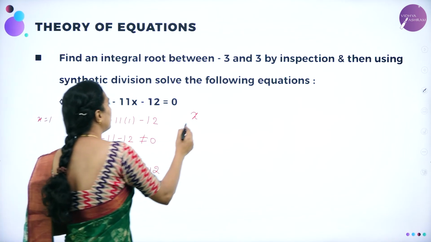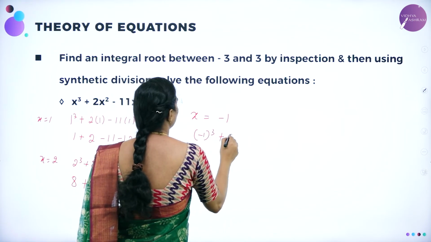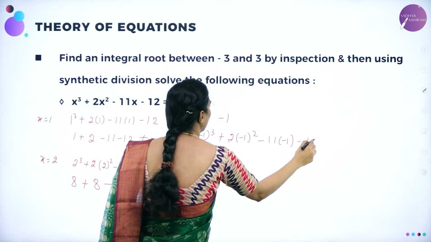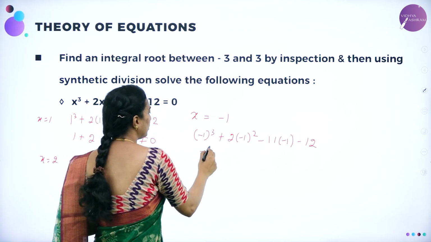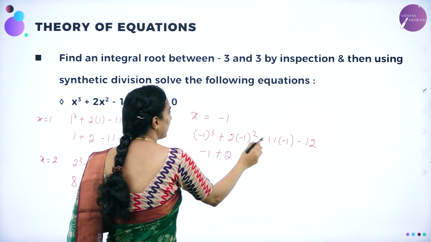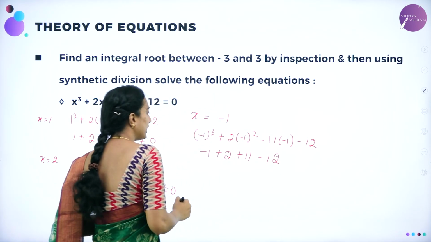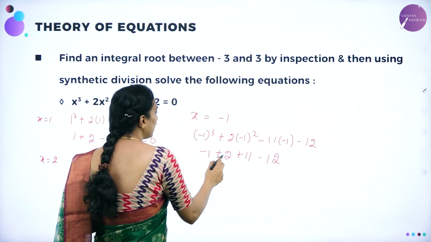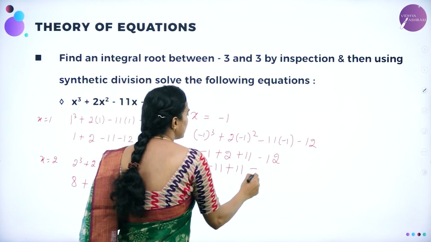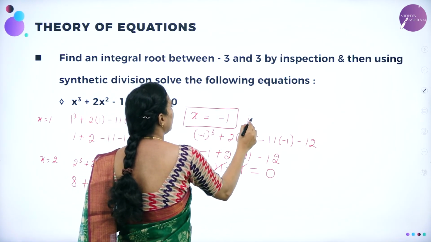Now putting x equal to minus 1: minus 1 whole cube plus 2 into minus 1 whole squared minus 11 into minus 1 minus 12. Let me check with this. Minus 1 whole cube is minus 1. 2 into 1 squared is plus 2 only. Minus into minus is plus 11, minus 12. Now you are getting minus 1 plus 2 is nothing but 1, 1 minus 12 is minus 11 plus 11, which is equal to 0. Therefore x equal to minus 1 is a root.